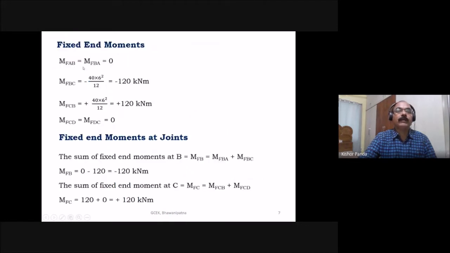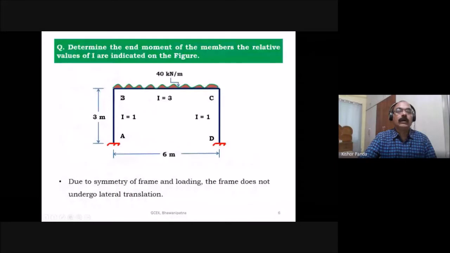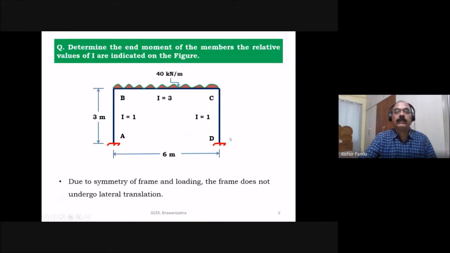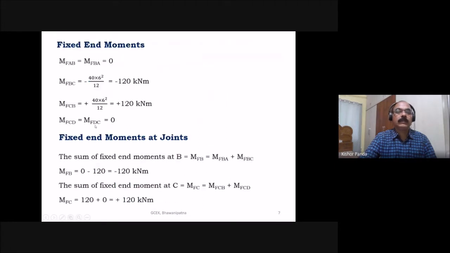Fixed end moments MFAB and MFBA are equal to 0 as there is no loading on span AB. Then MFBC is equal to minus WL square by 12, which is minus 120 kilonewton meter, and MFCB is equal to plus WL square by 12, which is plus 120 kilonewton meter. MFCD and MFDC are also 0 because there is no loading. So these are the fixed end moments.